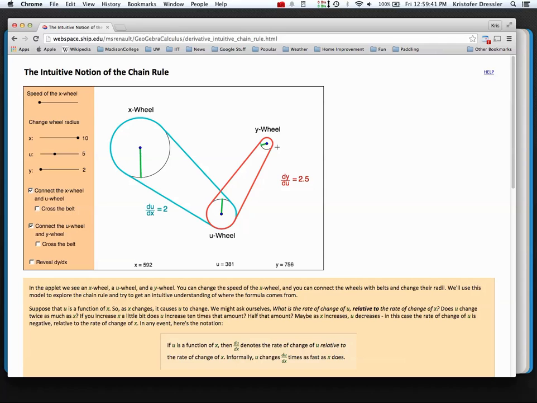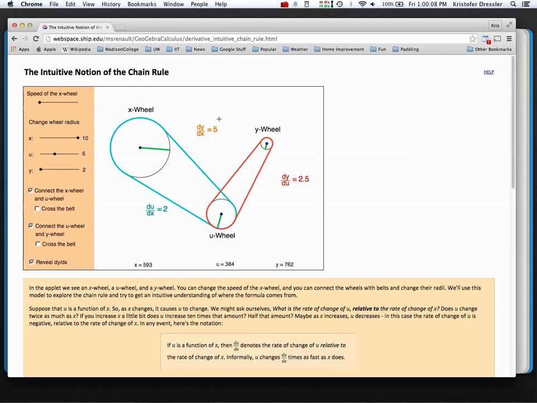Oh, here comes my assistant. So here this one is going 2.5 times as fast as this one, because it has a ratio of 2.5 to 1. So at the end of the day, when I'm trying to figure out how fast this is going relative to this, it has to be the derivative: the relative rate of change of this times the relative rate of change of this. If I reveal that, sure enough, it's 5.